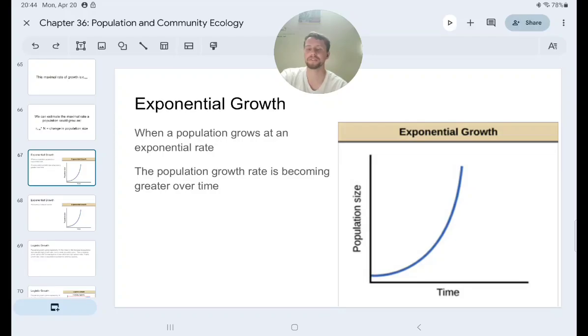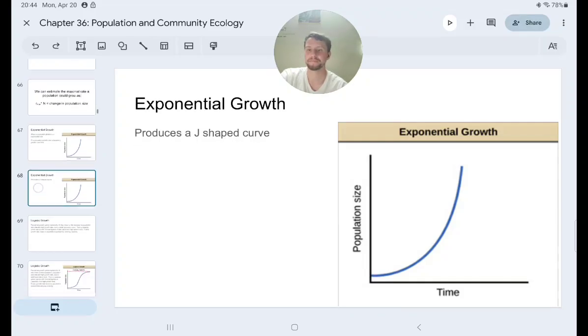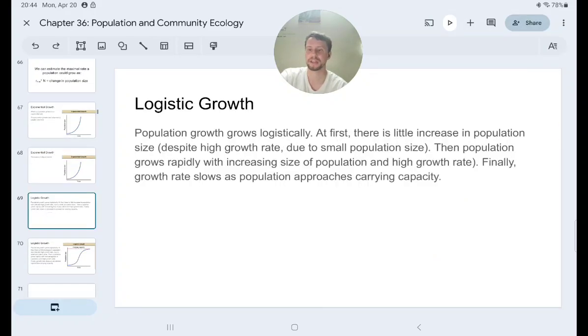Exponential growth is when a population grows at an exponential rate. And so the graph looks like this when the growth rate is becoming greater over time. And it produces a J-shaped curve.